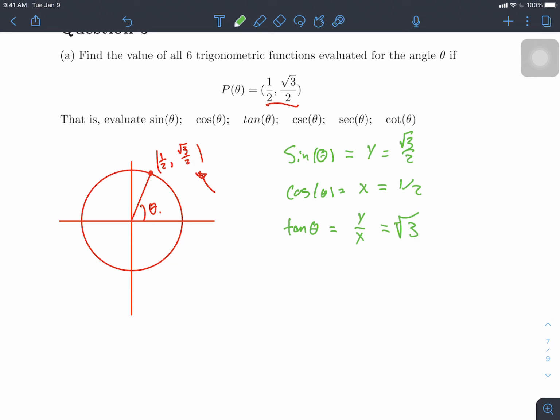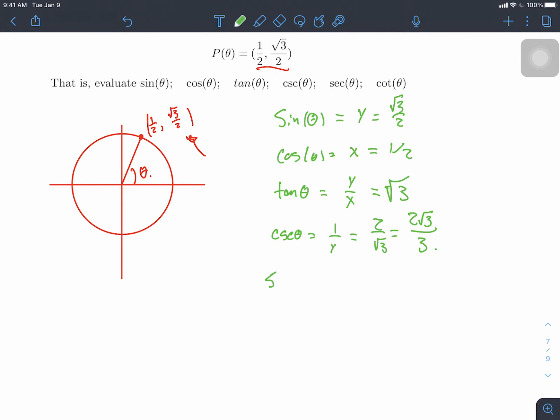Then the other ones were just defined from these. Okay, so cosecant theta was equal to 1 divided by y, which in this case is going to be the reciprocal of root 3 over 2, so 2 over root 3, which we can rationalize the denominator. It would be 2 root 3 over 3.